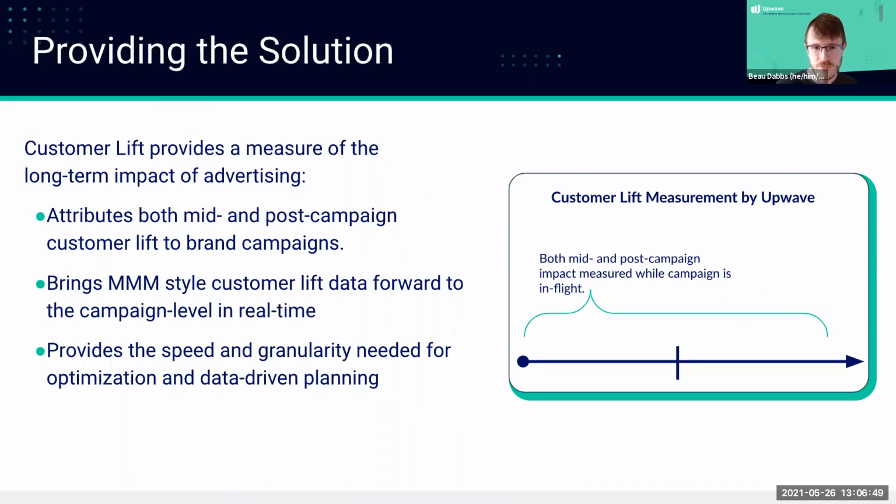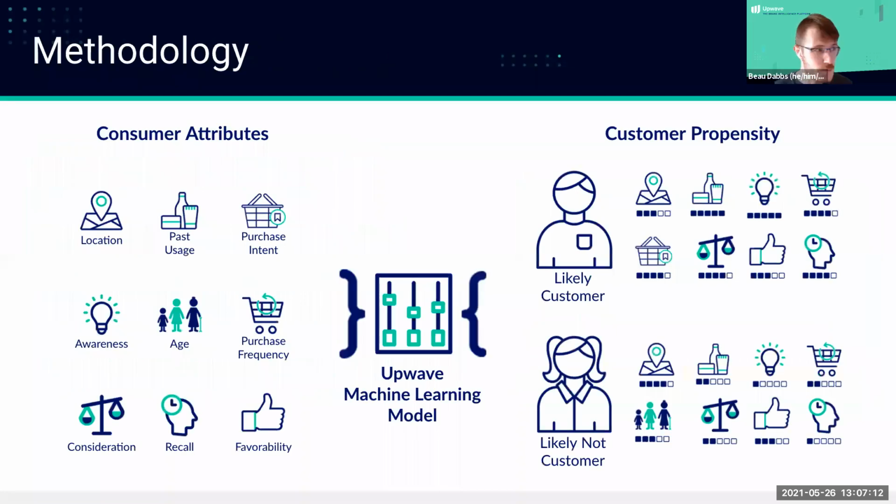So Customer Lift provides the measure of long-term impact of advertising. It attributes both mid and post-campaign customer lift to brand campaigns, effectively bringing customer lift data forward to the campaign level in real time. And this new metric provides the speed and granularity needed for optimization and data-driven planning. So how does this metric work? Our customer lift method is best thought of as a two-step process.